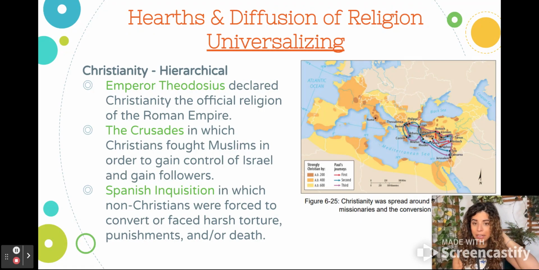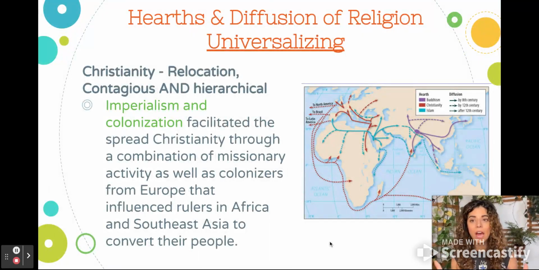And then we have the Spanish Inquisition. So this is when non-Christians were forced to convert, and if not, then or else, basically, including death. So yes, definitely from the top down, we have that hierarchical diffusion. And then kind of touching back on relocation again, contagious and hierarchical, imperialism and colonialism. So this absolutely helped to spread Christianity globally.